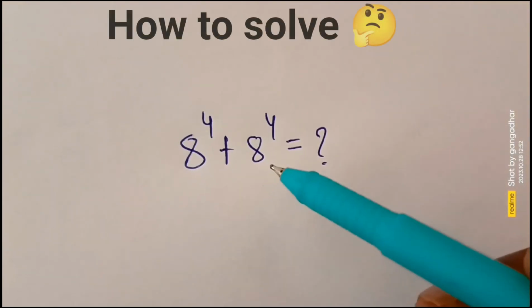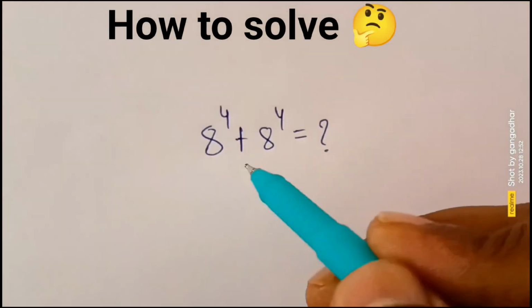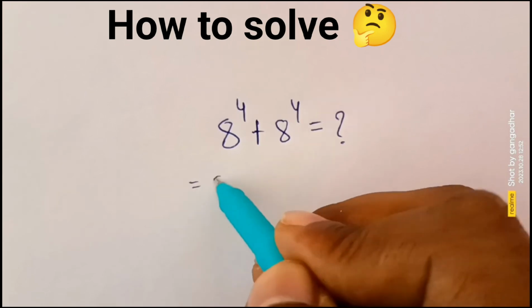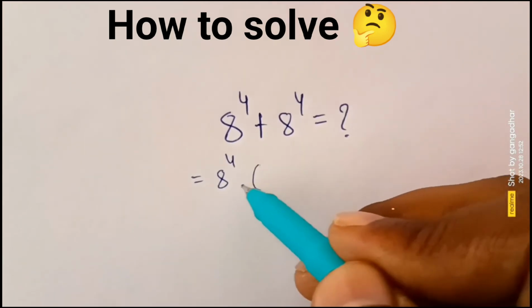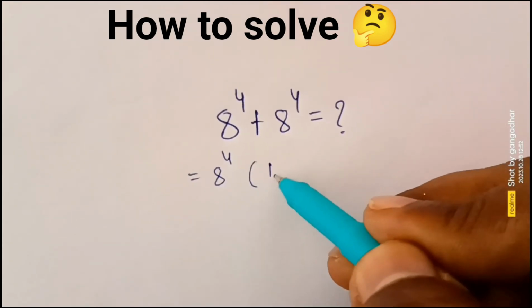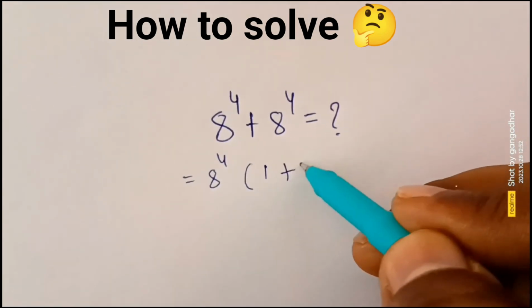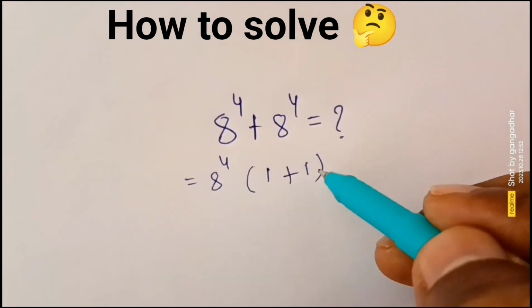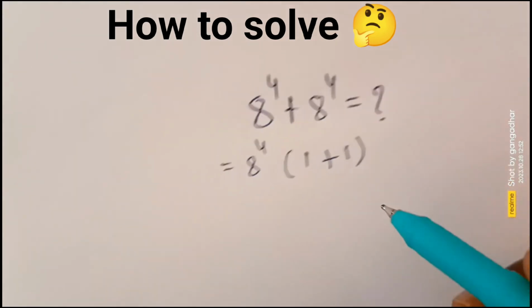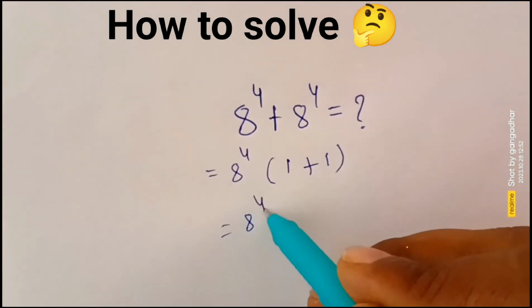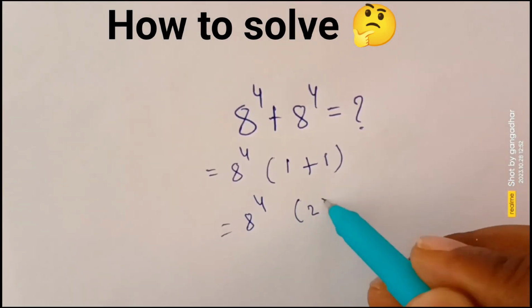8 to the power of 4 plus 8 to the power of 4 is equal to question mark. In this you have to take common 8 to the power of 4. 8 to the power of 4 times 1 plus 1 times 8 to the power of 4 is 8 to the power of 4 times (1 plus 1), which is 2.